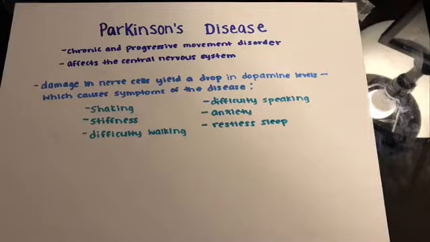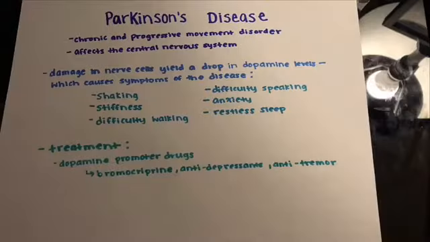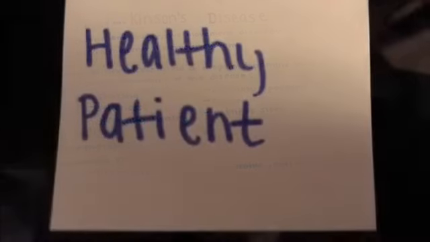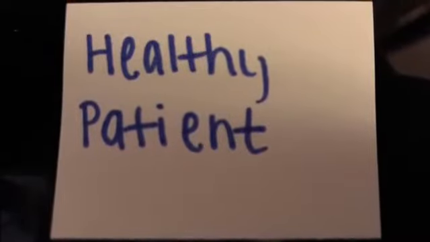Symptoms include shaking, stiffness, difficulty walking, difficulty speaking, anxiety, and restless sleep. The best method of treatment for this disease is medication and self-care. Some might consider taking dopamine promoter drugs, antidepressants, and even anti-tremors. Self-care includes physical exercise and physical therapy. Here is how the system of a healthy patient would work.